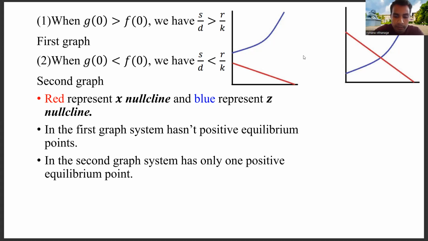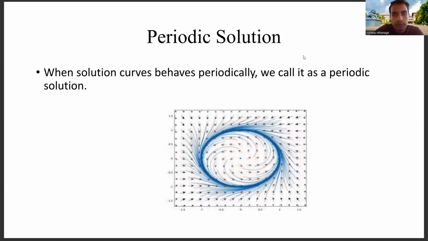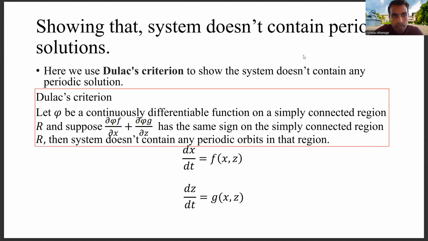Now let's consider the periodic solution. A periodic solution means that the solution curve behaves periodically. It means again and again the curves come to the same position, so repetitions can occur.